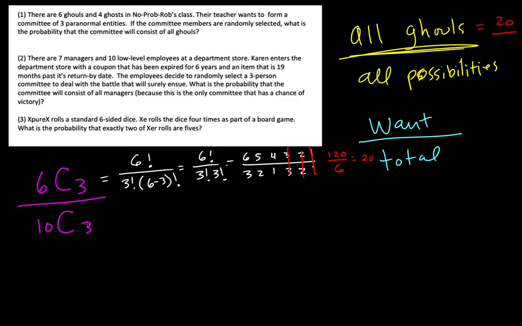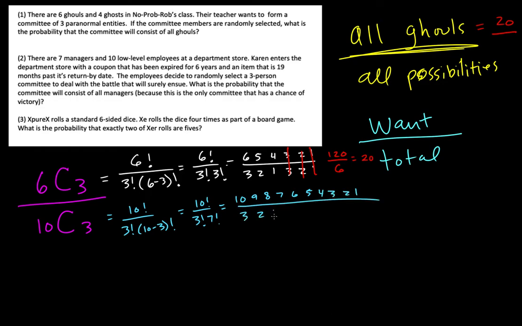Now we're going to go through 10C3. So that's 10 factorial over 3 factorial times 10 minus 3 factorial, which gives us 10 factorial over 3 factorial and then 10 minus 3 is 7. So we get 10, 9, 8, 7, 6, 5, 4, 3, 2, 1 over 3, 2, 1, and 7, 6, 5, 4, 3, 2, 1. Cross out everything from the 7 on. And just to make life a little bit easier, that's going to be 720.